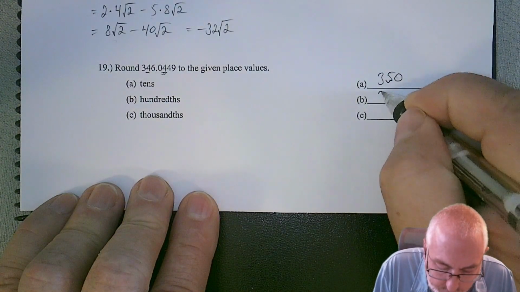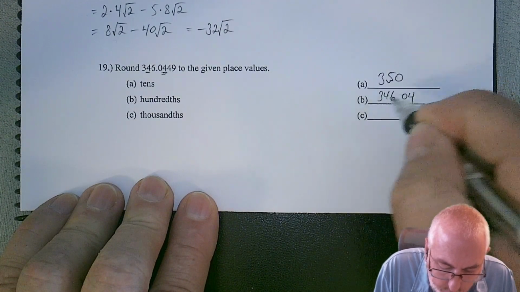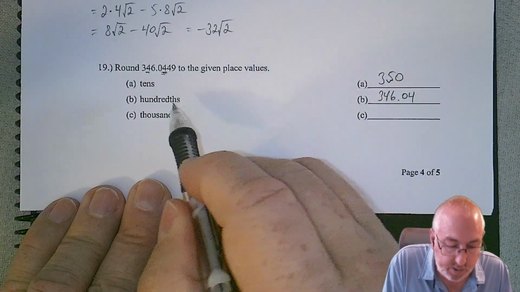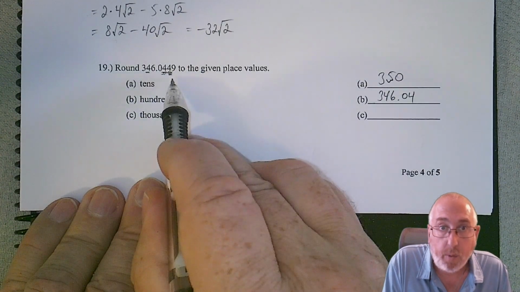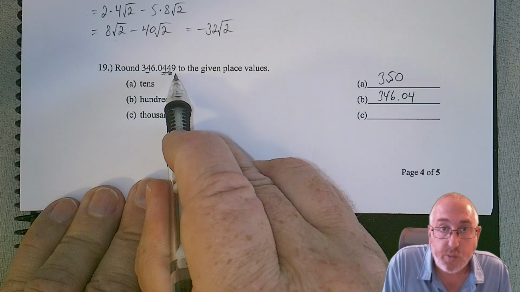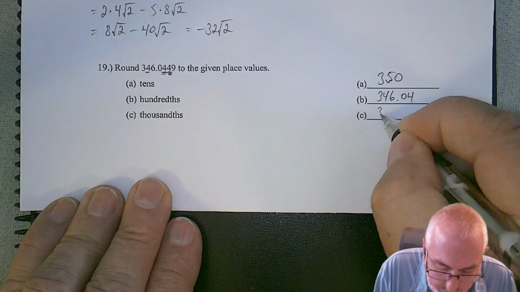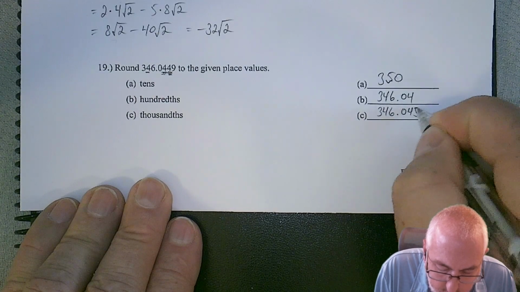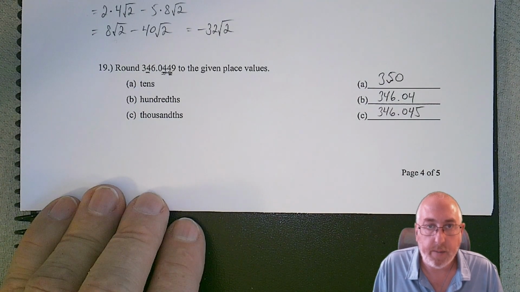So we got a 3, a 4, a 6.04. Thousandths. Thousandths spot is the next one over. So the second 4. But now the 9 tells us we do want to round this 4 up. So that's going to have to change to a 5. So all the other digits come down. And so we end up with that as our rounded answer.